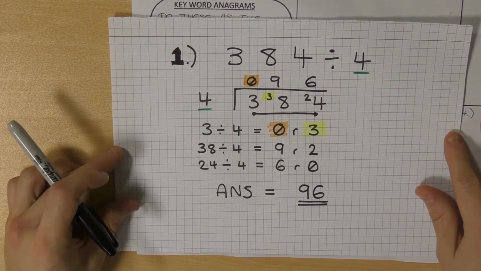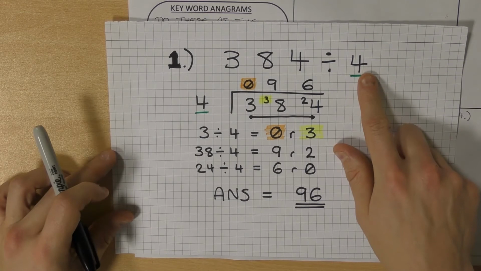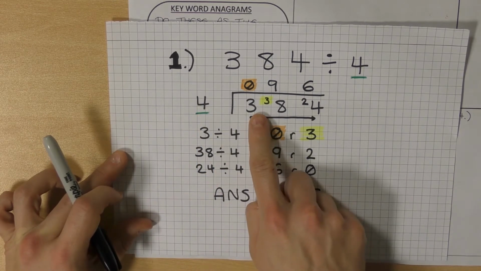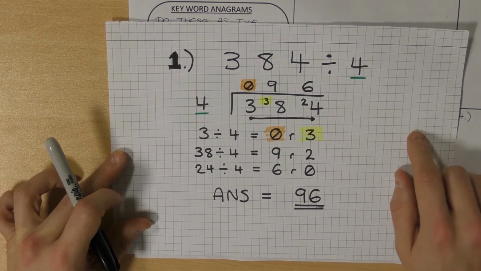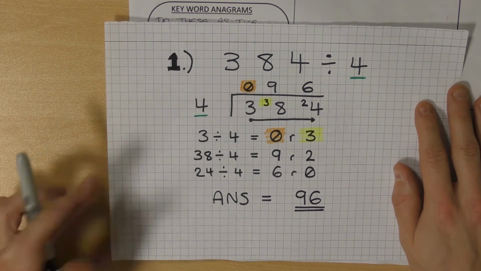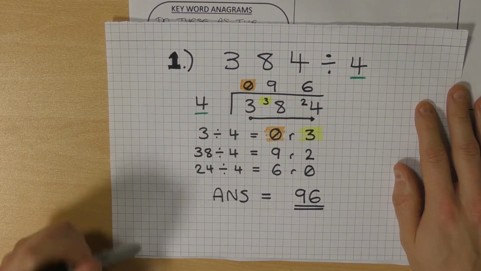Okay, number 1. 384 divided by 4. As you can see, what I've done is the divide by 4 goes on the outside of the bus stop, and the number I'm dividing goes on the inside. This is the step that a number of people went wrong. They were dividing the big number by the small number, but that is incorrect.